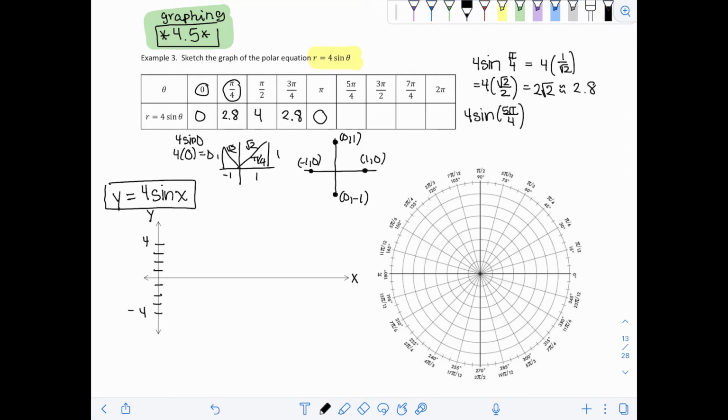Okay, so if I figure out 4 sine of 5 pi over 4, if I draw the triangle down here, the same one with the reference angle of pi over 4, now the y value becomes negative because the y value is negative in quadrant 3. So I'm going to write that as negative square root of 2 over 2. So the answer is negative 2 square root of 2, which means it's about negative 2.8.